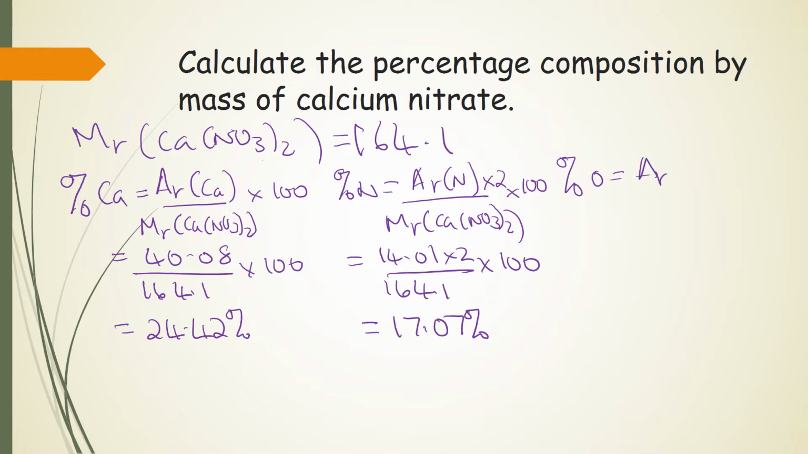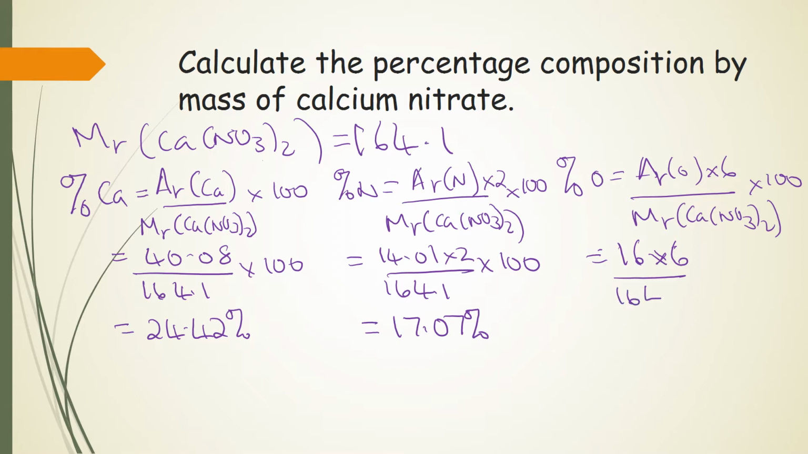Finally, now let's do the percentage of oxygen. So it's going to be the relative atomic mass of oxygen, but we have to be careful because look at this formula. It's in a bracket. So with 3 oxygens there, but because it's in a bracket, 3 times 2 is 6. So we times it by 6 over the relative formula mass of calcium nitrate times 100. So oxygen, which is 16 times 6 over 164.1 times 100, comes out to be 58.50%.